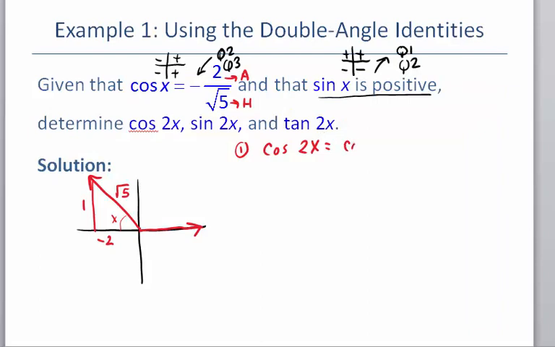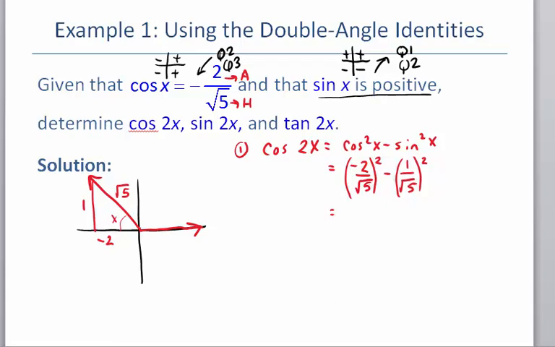So I'm going to write my formula down. And I'm going to use my triangle to determine my values. So cosine x is adjacent over the hypotenuse. Remember that we have to square it. Sine x is opposite over the hypotenuse. And that also needs to be squared.